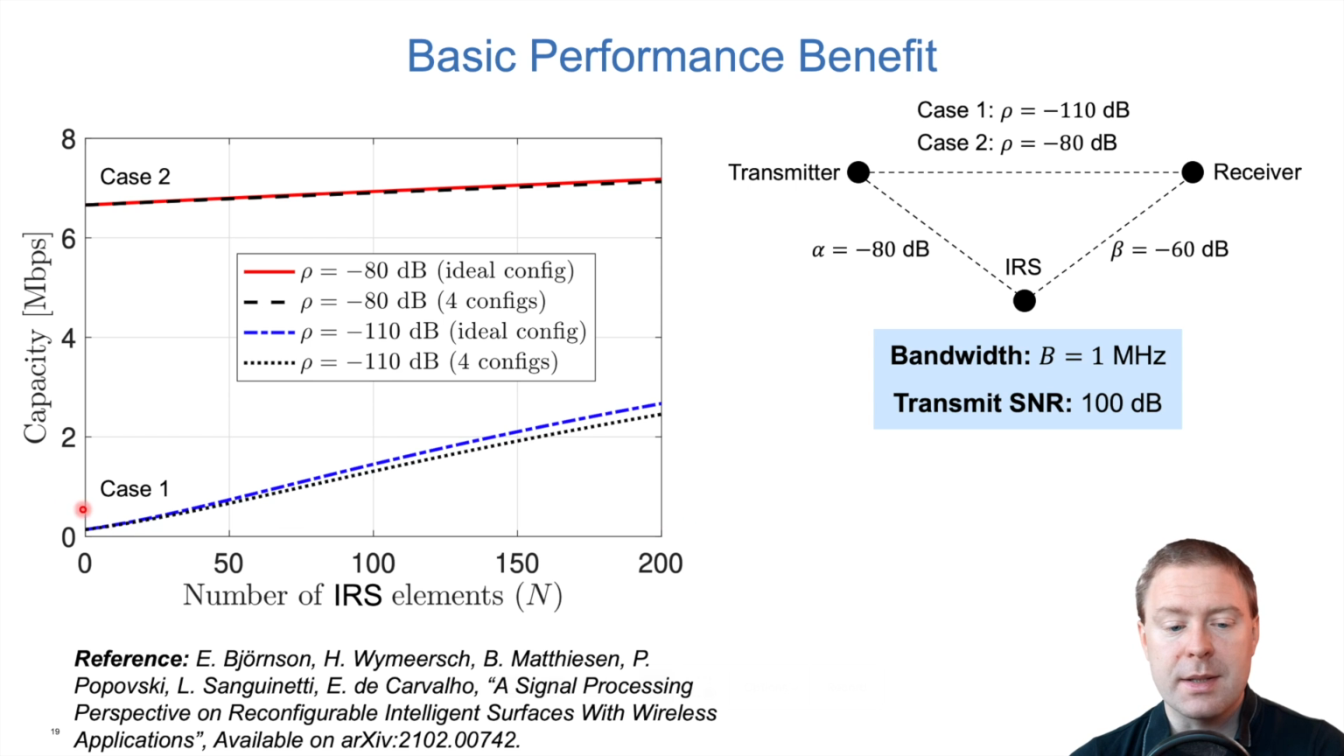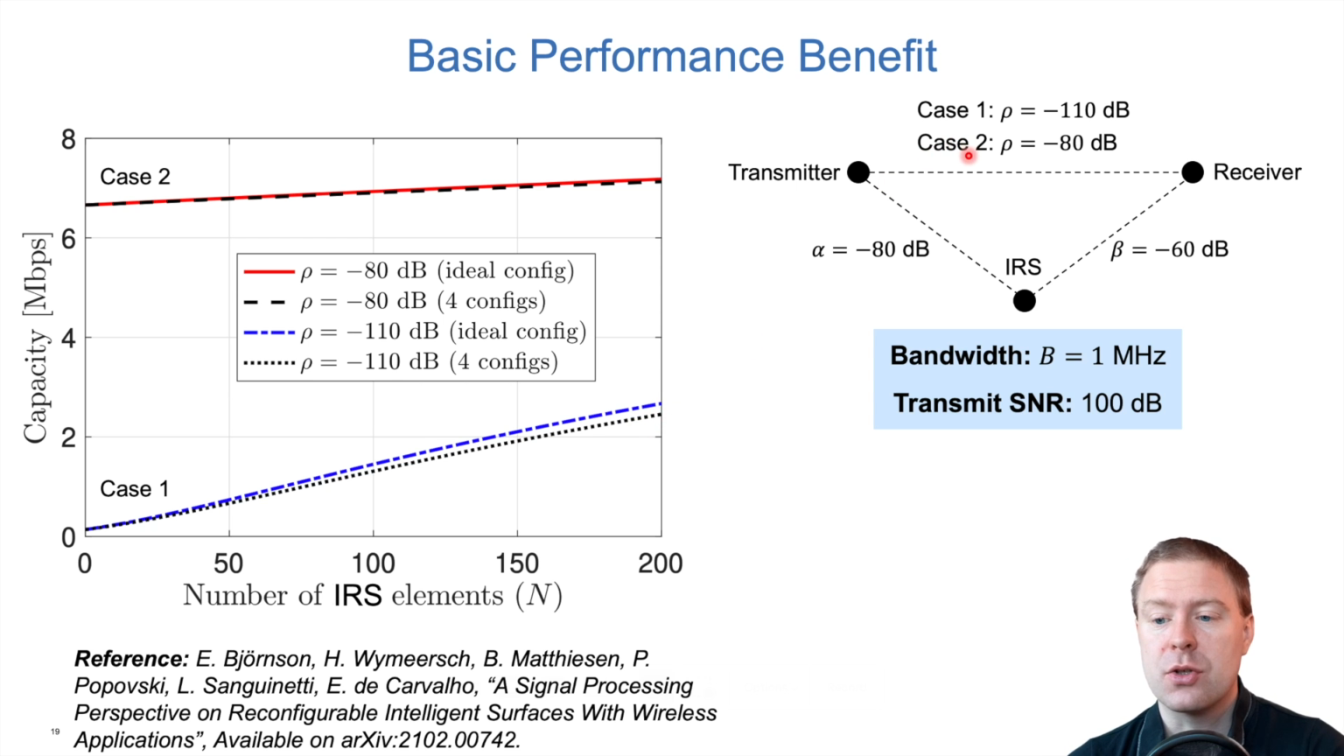And what we can see is in case 1, when we have a weak direct path, then increasing the number of elements quickly leads to an improvement in capacity, and we are getting a many times higher capacity than at the starting point here, where we almost have 0 megabit per second. And the upper curve here is when we can select the ideal phase shifts. If we only have 4 configurations, we can move all of them into the same quadrant. We are losing a little bit, but it's not much.